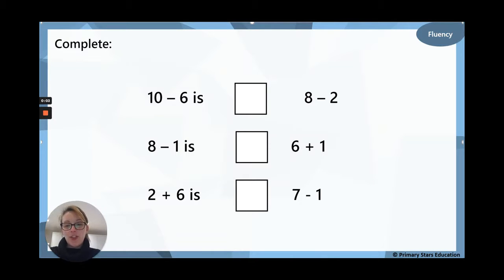So here is your challenge for today then. It is to complete these 3 calculations. So 10 take away 6 is something, 8 take away 2. So you need to decide, is it less than, greater than or equal to? Then the next one, 8 take away 1 is something, 6 plus 1. So again, you need to put the correct symbol in there, either less than, greater than or equal to. And then the last one, 2 plus 6 is something, 7 take away 1. So again, greater than, less than, equal to.